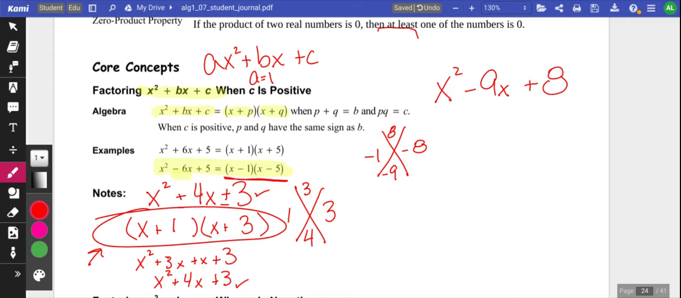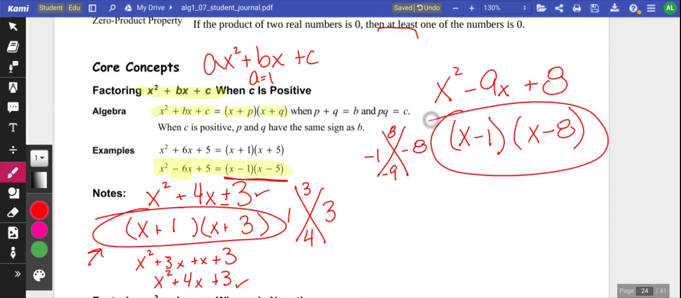I'm going to say, okay, cool. I have x now minus 1 and x minus 8. If I want, I can check, I can FOIL out, but you don't have to do that. It depends on how confident you are in your answer. My answer is these two binomials right here.